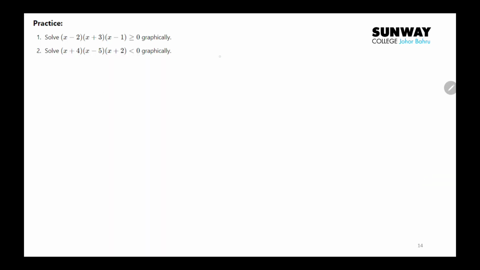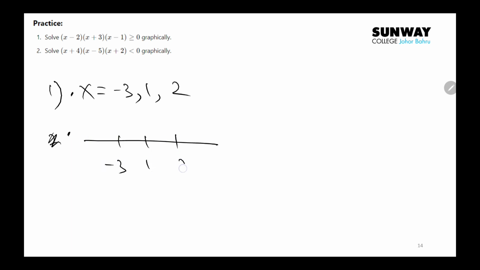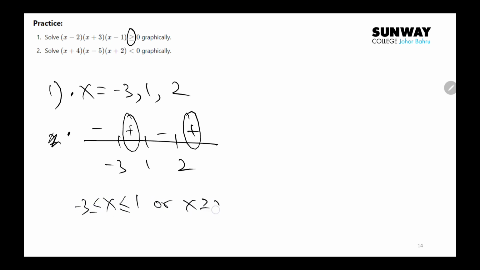As a practice, we can first determine the roots for the first question. The roots are -3, 1, and +2. Then we draw the number line, -3, 1, +2. We put down the signs in the correct intervals, and we pay attention to the inequality sign used here. So it's the bigger-than-or-equal sign. So x is in between -3 and 1, or x is bigger than 2.